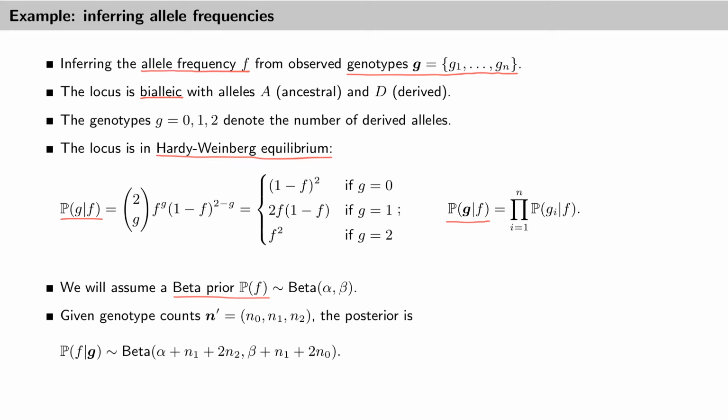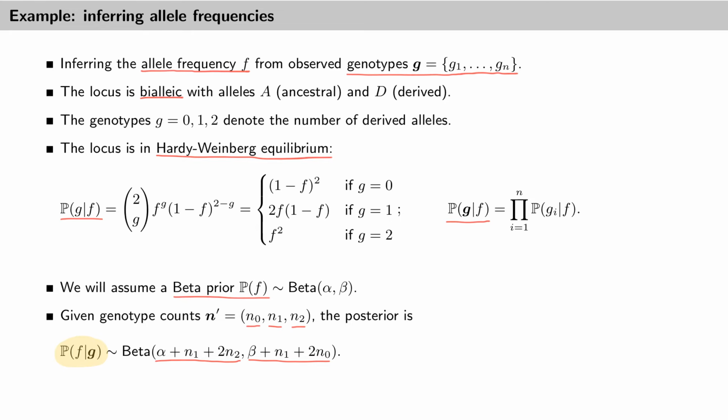Under this model, and using this prior, we can actually obtain an analytical posterior distribution. Given genotype counts n, which is just the counts of the number of homozygous ancestral, heterozygous, and homozygous derived genotypes among the n individuals, the posterior distribution is also given by a beta distribution, in this case with parameters alpha plus n1 plus 2n2 and beta plus n1 plus 2n0. We will now benefit from the fact that we have the analytical posterior distribution under this model to actually evaluate the performance of ABC algorithms.